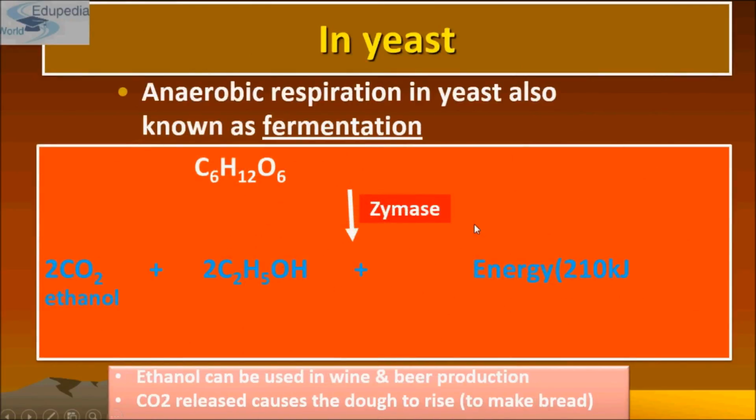Now what happens in yeast? In yeast also, anaerobic respiration takes place. Anaerobic respiration in yeast is also known as fermentation. As you can see, this is one molecule of glucose. In the presence of the enzyme zymase, it produces ethanol, C2H5OH, and carbon dioxide. Sorry, I have written ethanol under CO2 by mistake, but this is ethanol, and energy, which is about 210 kilojoules.